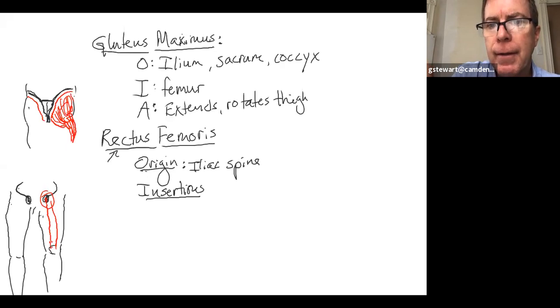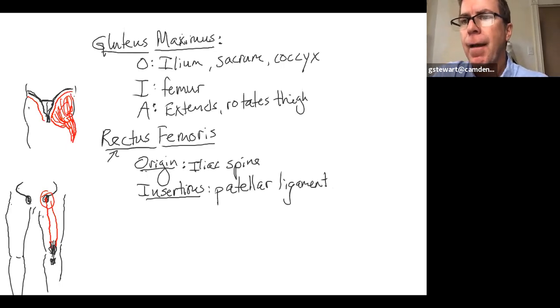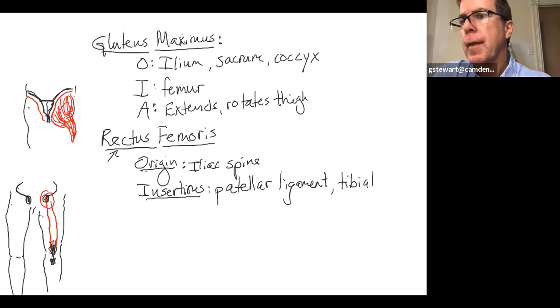I'll draw that. So this patellar ligament, and so it inserts there. It also inserts right here on the top of the tibia, the tibial tuberosity. So insertions, I'm going to write patellar ligament. That's the ligament that the kneecap resides in, and the tibial tuberosity. That's that big bump right below your knee that you can feel on the front of your tibia.